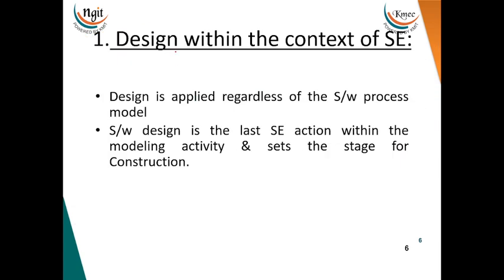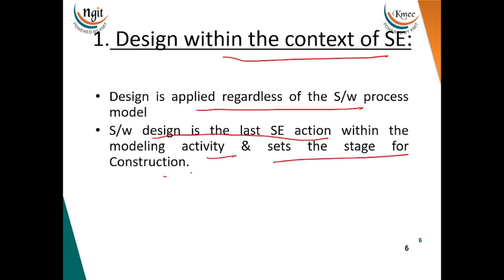And what is design within the context of software engineering? Now we come to the major part of these slides. Design is applied regardless of software process or model. In other words, you are going to apply it regardless of the software process. Software engineering design is the last software action within the modeling activities. So the design phase is the last model activity in the software process. A set of stages is constructed. Based on that, we are going to see this chapter. Let's move on to the next one.